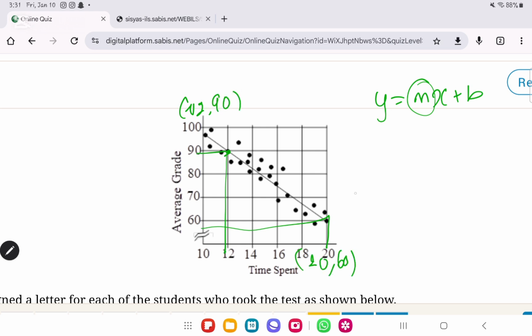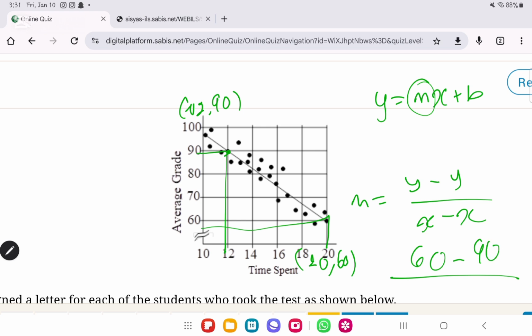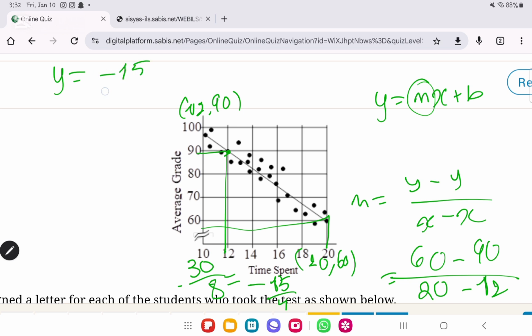Then to find m, it is the slope. It is equal to y minus y over x minus x. So it could be 60 minus 90 divided by 20 minus 12. And it's going to give us then minus 30 divided by 8, which in simplest form will give us minus 15 over 4. So y is equal to minus 15 over 4 x plus b. We cannot keep it as a fraction, so we multiply the whole thing by 4. So 4y is equal to minus 15x plus 4b.